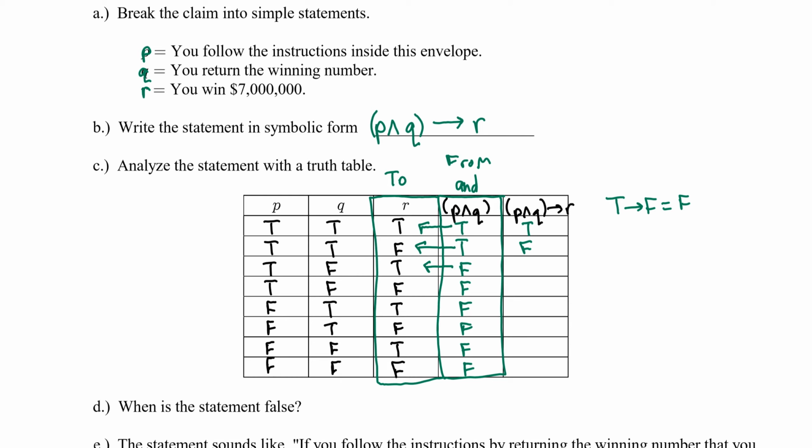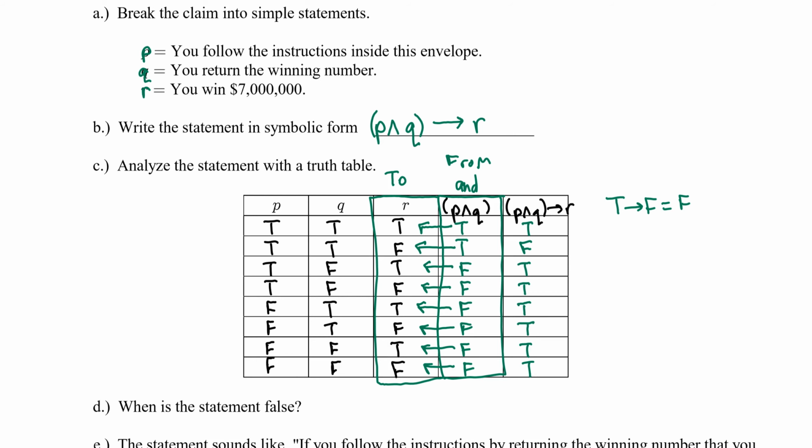Row 3, false implies true is true. Row 4, false implies false is true. Next row, false implies true is true. Now remember, if I read that the wrong direction, I would get the wrong conclusion. So it's really important that I go in the right direction. False implies false, strangely enough, is true. False implies true is true, and false implies false is true.